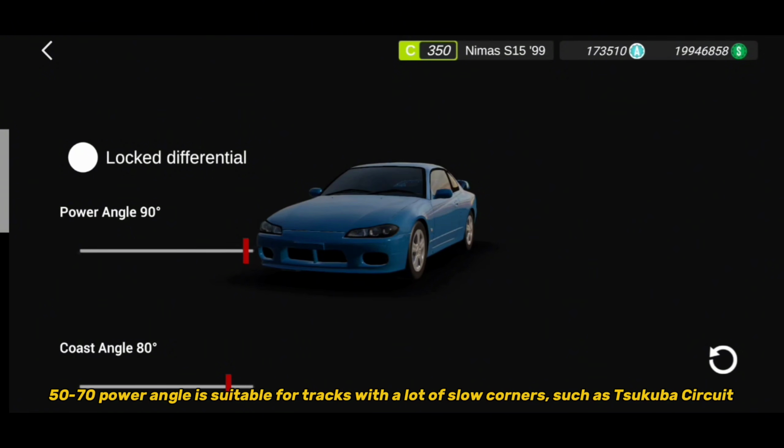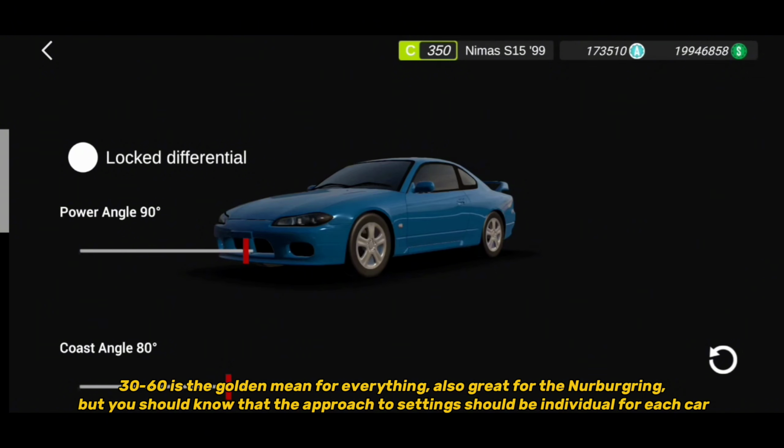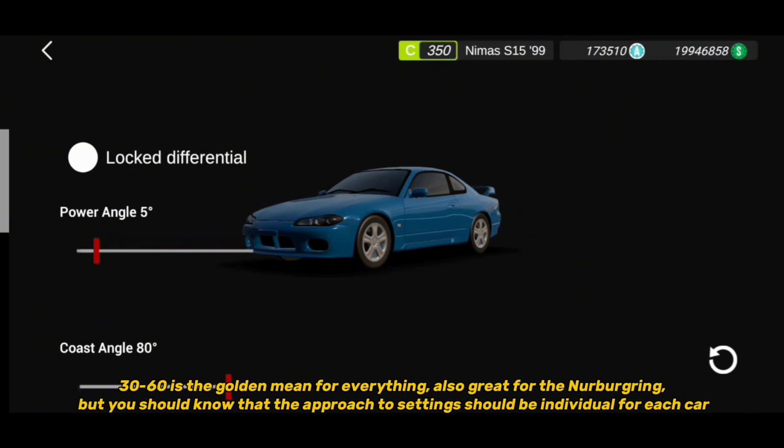50-70 power angle is suitable for tracks with a lot of slow corners, such as Tsukuba circuit. 30-60 is the golden mean for everything, also great for the Nürburgring. But you should know that the approach to settings should be individual for each car.